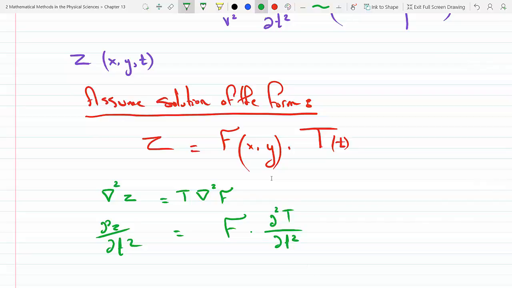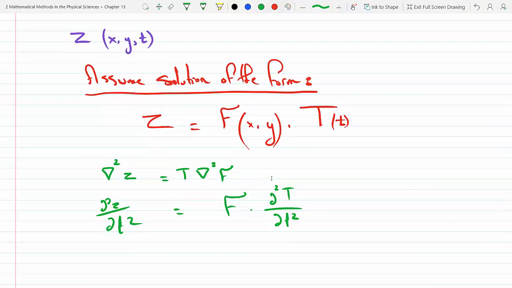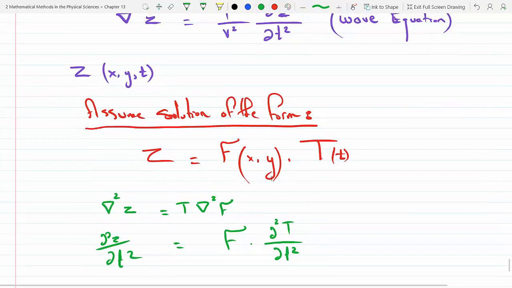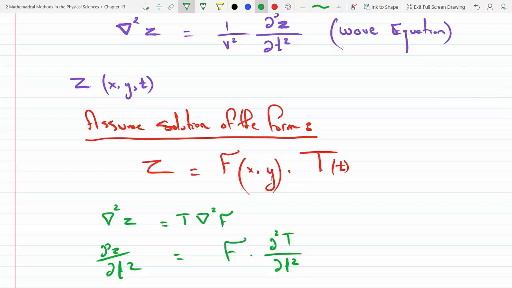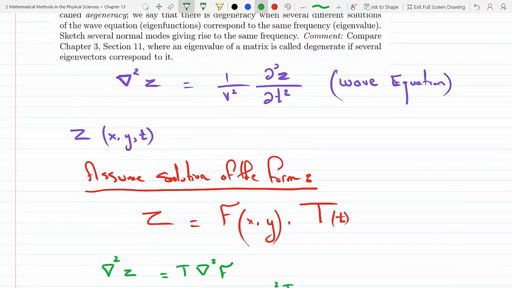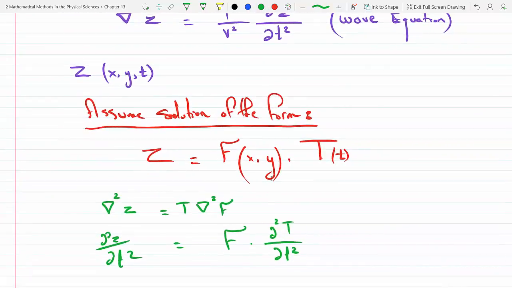Here, look, you understand this step here in red, where z is some product of f as a function of x comma y times T as a function of time. What I do now is I need to find the Laplacian of z. Now the Laplacian has partial derivatives in x, y, and z, so that turns f into a Laplacian f, but it does not affect T. So if I Laplace both sides, I get Laplacian on z and Laplacian on f. T is just a number, it doesn't get affected, so it's T times Laplacian of f.